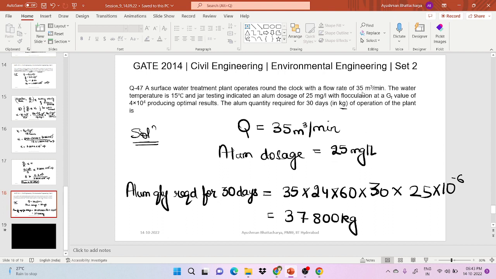question and change it in terms of meter cube per day. So this, up to this, is in meter cube per day. Then we multiplied this meter cube per day by the total number of days. Then we multiplied that with the alum dosage. So the alum quantity required for the 30 days is 37800 kg.